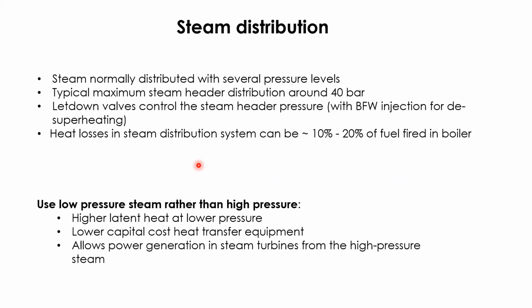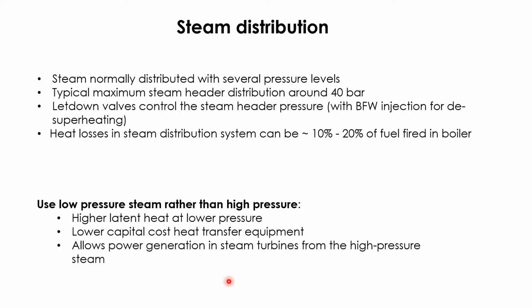Some important things in the steam distribution: it is more advantageous to use low pressure steam rather than high pressure. Why? Because a higher latent heat can be achieved at lower pressure. If you look into the steam table, as I recommended in the earlier video, look into the two-phase diagram of the water at different pressures, you see that the latent heat of lower pressure steam is higher.